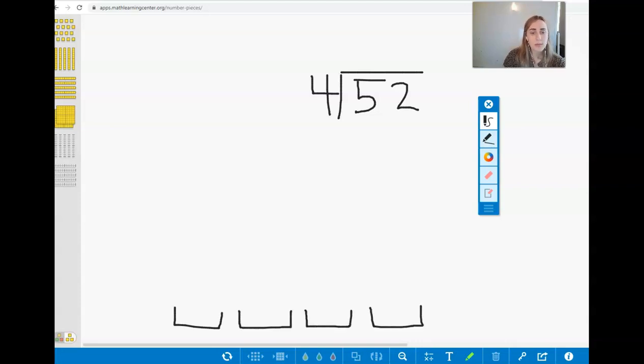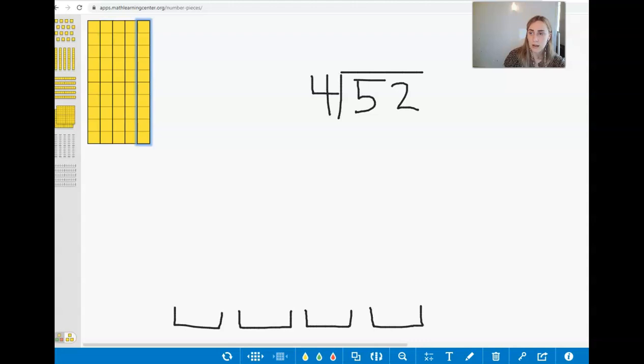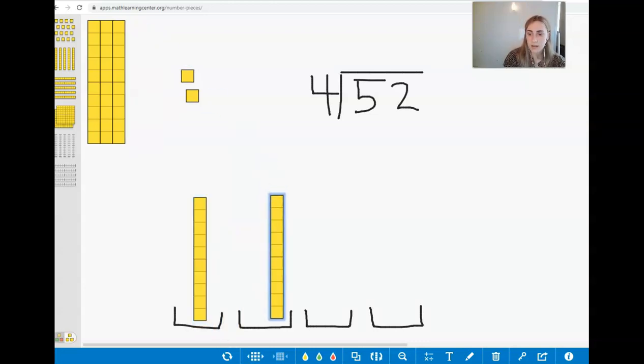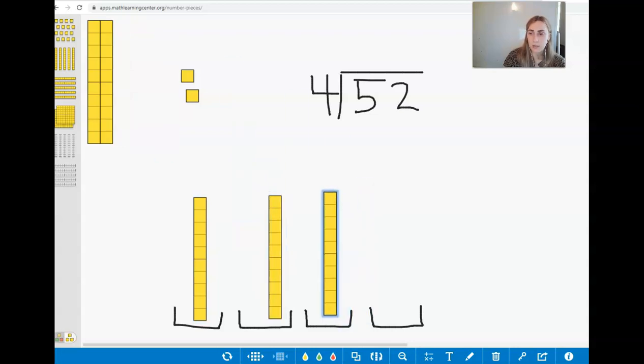And then we're going to represent this number, 52, using our representation. So we're going to take 5 10s and 2 1s. And we're going to say first, how can we split up our tens place? How many times does 4 go into 5? And we realize that I can take 1 10 and put it in each group with a 10 left over.